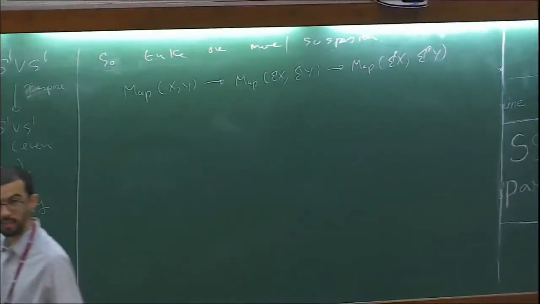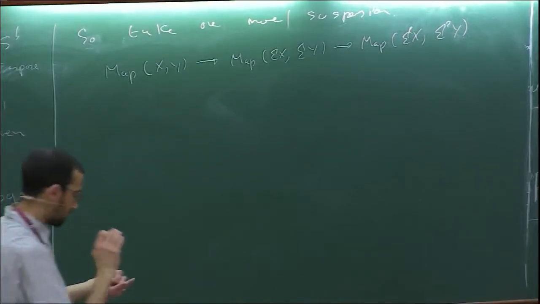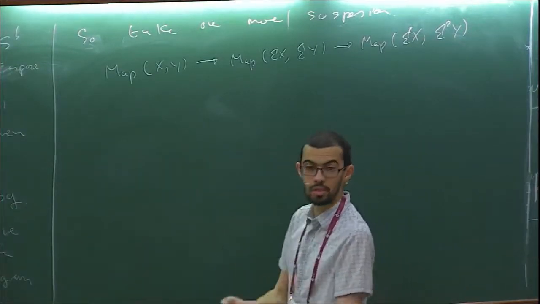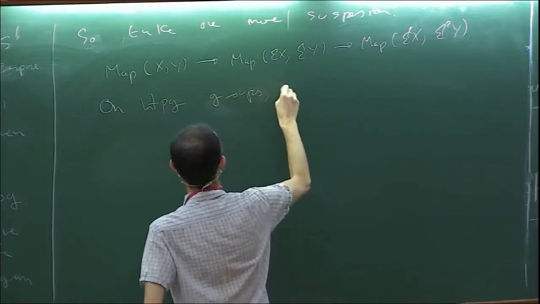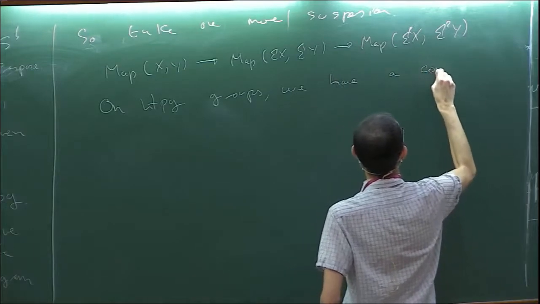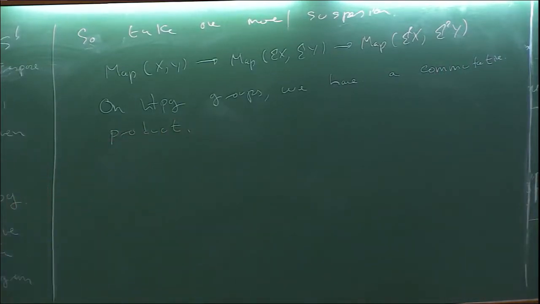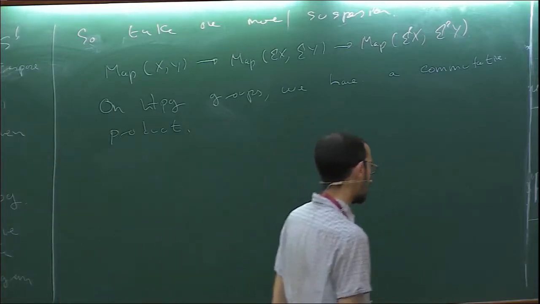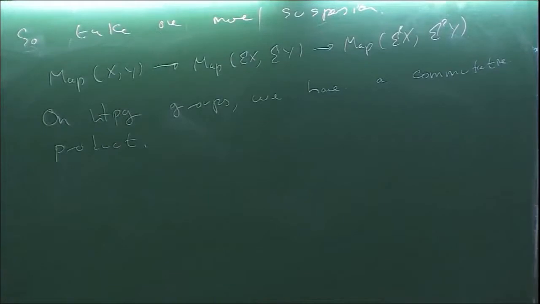Okay, and then you can ask, are we done yet? Now if you look at homotopy groups, you'll realize we have a unit, we have a product on homotopy groups, the product is the composition, it is associative, addition, yeah. So on homotopy groups, we have a commutative product. So, are we done? And the answer is no, we are not done. And the reason is because I said that I don't want it to just be associative. I want it to be associative up to some tower of coherent homotopies. Oh, sorry, commutative.